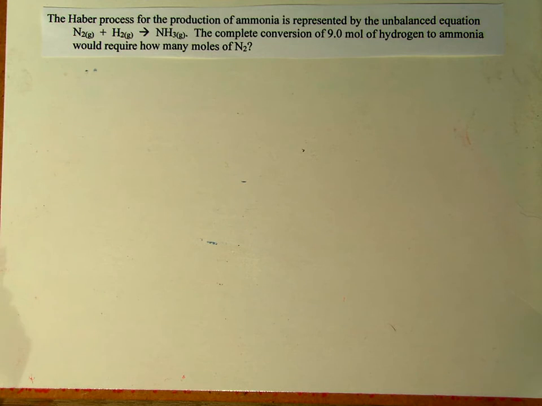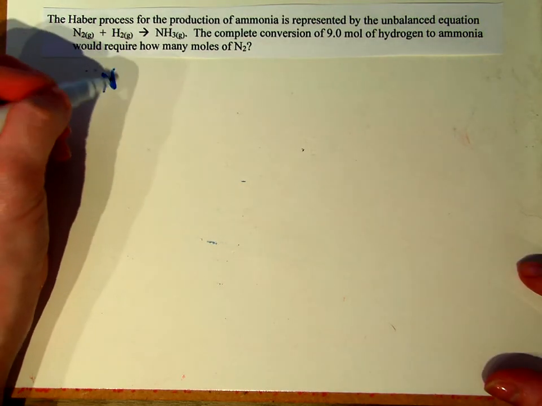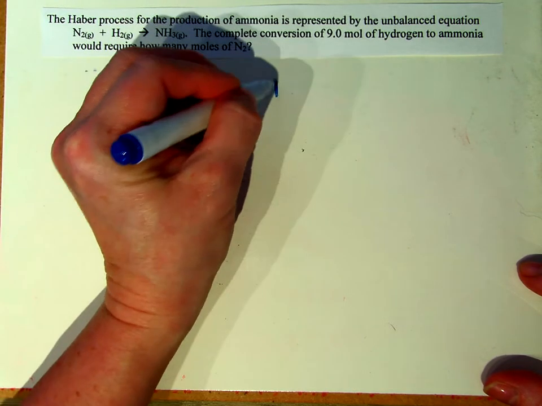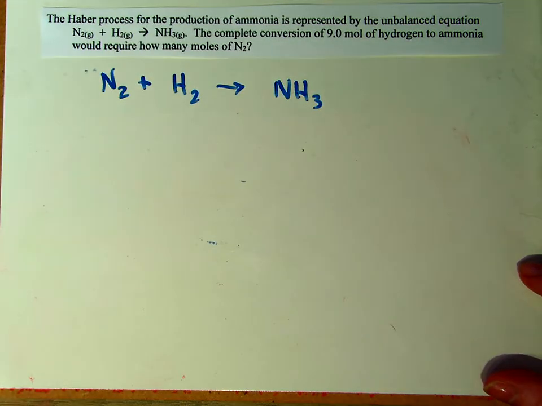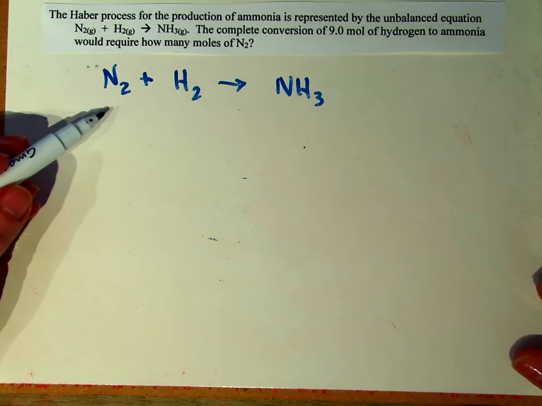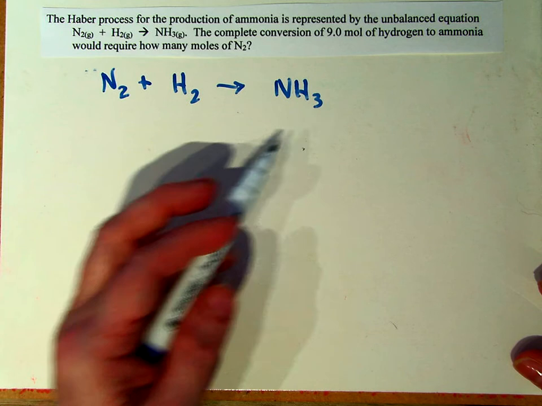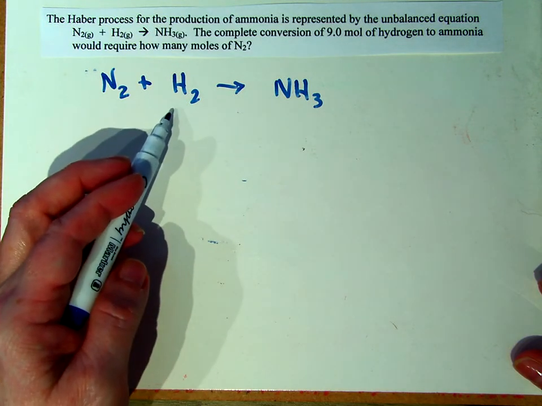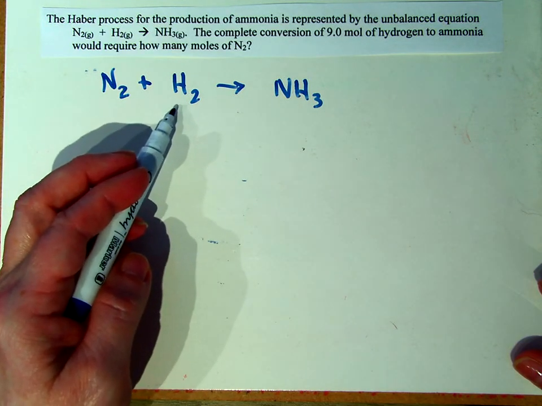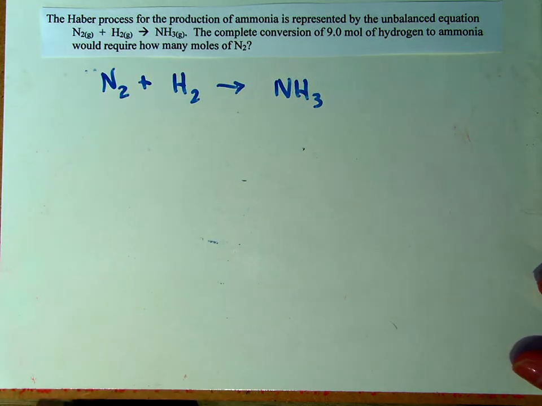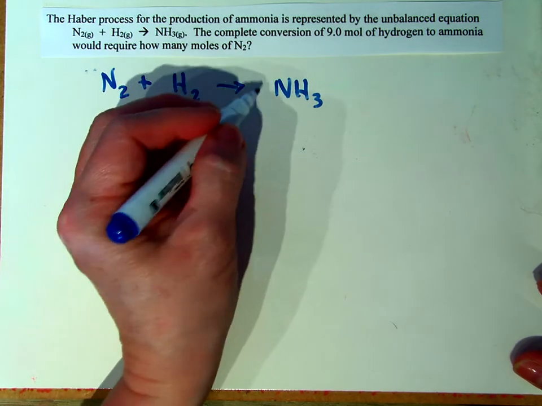So let's start by balancing this equation. We have N2 plus H2 makes NH3. Now, hopefully one of the first things you notice is that we have the odd-even rule here. We have an even number of nitrogens on the reactant side, an odd number on the product. We have an even number of hydrogens on the reactant side and an odd number on the product side. So how do we make an odd number even? We put a 2 in front of it.